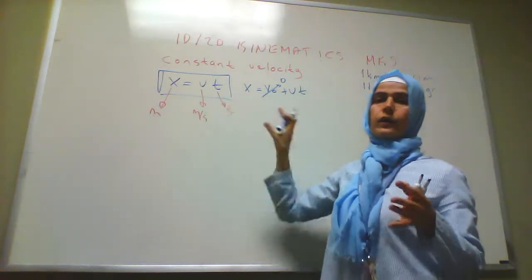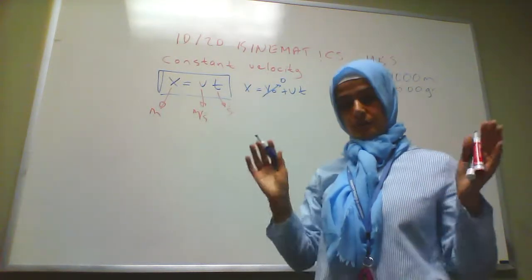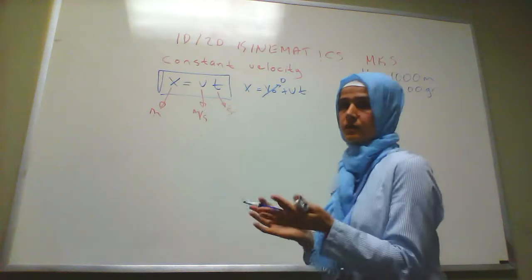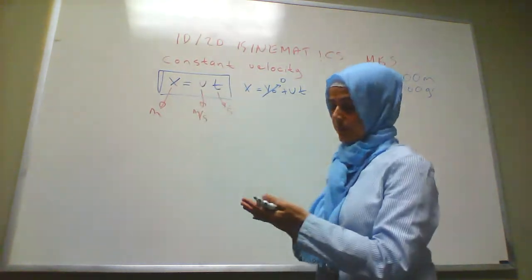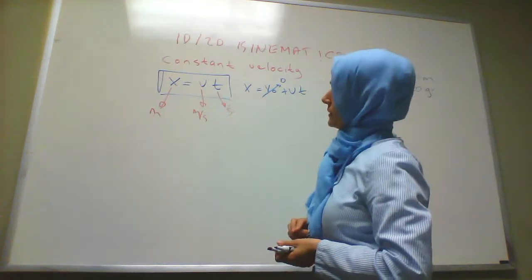So this is the only equation we need to know about constant velocity motion. We have a car driving with a constant velocity. We know the time and we might be asked to find the distance, for example. This simple equation will help us.